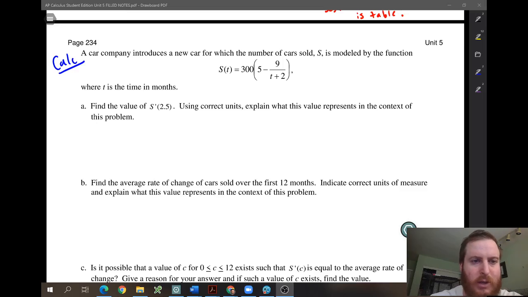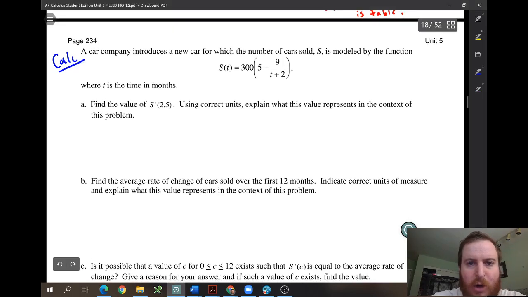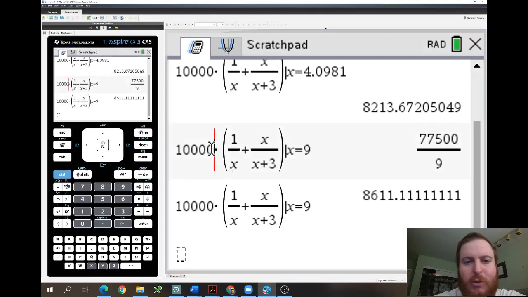So this first question talks about a car company that introduces a new car for which the number of cars sold is S, and then they give us a function. Time they're telling us is in months, and S would be in the number of cars. First it says find the value of S prime of 2.5, and then using correct units, explain what this means. Now this is a calculator question, so you really don't need to show any work on these at all, which is super nice.